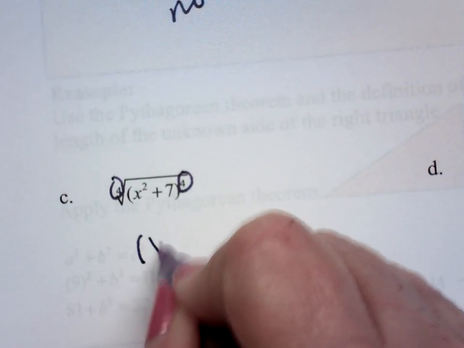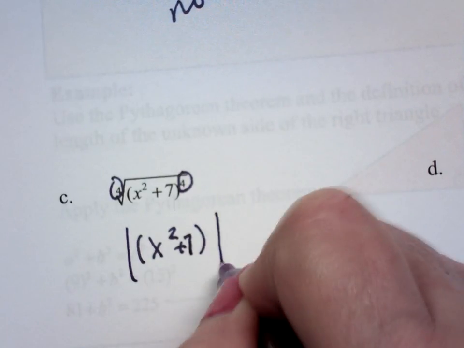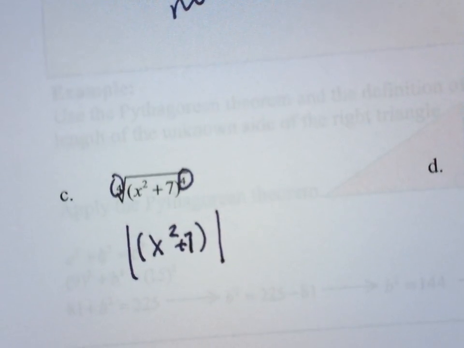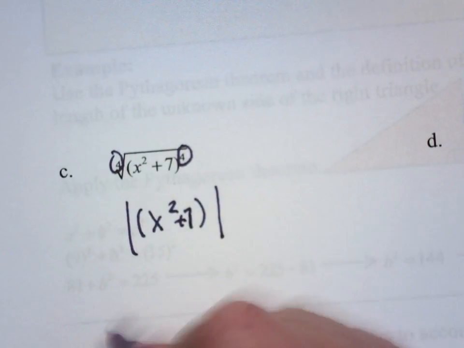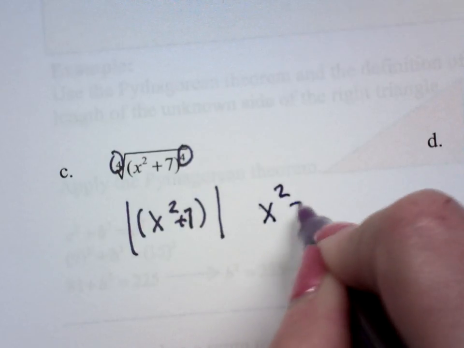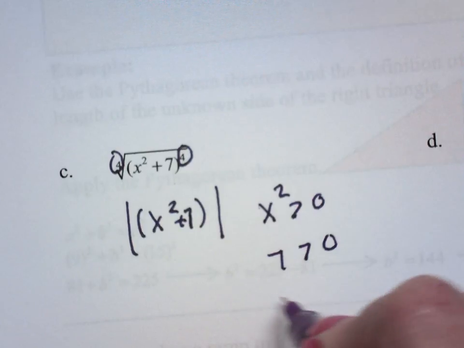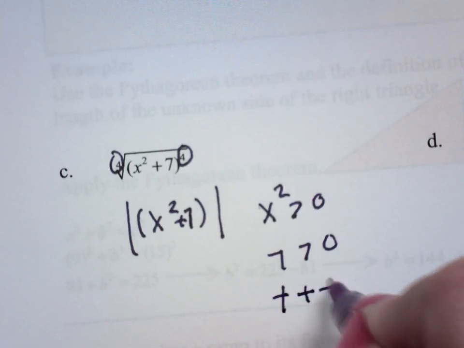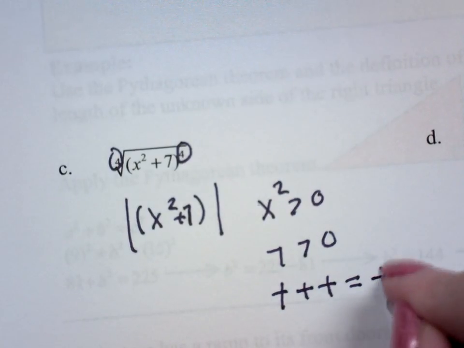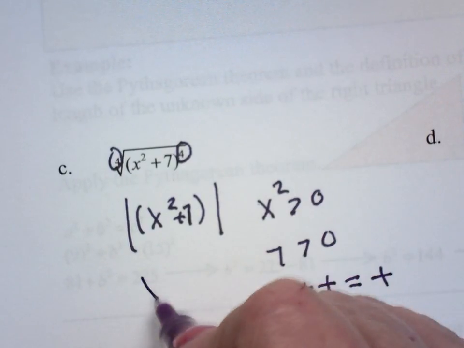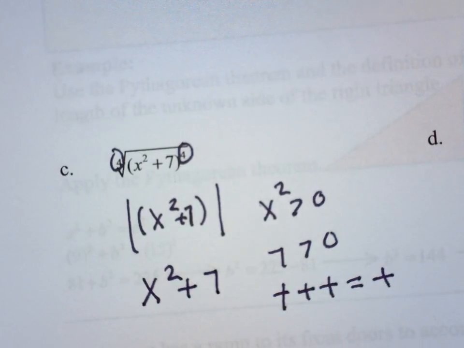So this is just x squared plus 7, absolute value. Now I don't need absolute values. Why don't I need absolute values? Okay, x squared is positive. 7 is positive. Positive plus positive is what? Positive. So theoretically, I don't need the absolute values. Would I mark it wrong if you put them in? No.